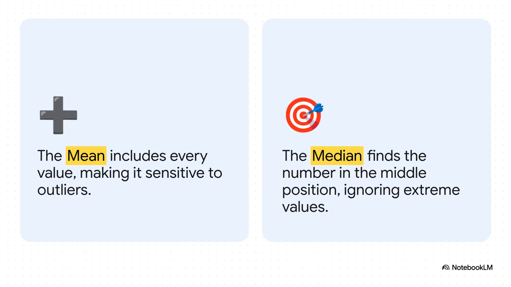Now, this is a completely different way of thinking. You see, while the mean cares about the value of every number, the median only cares about position. It doesn't care how big the biggest number is or how small the smallest is. It just wants to find the number that's sitting right in the physical middle of the line.